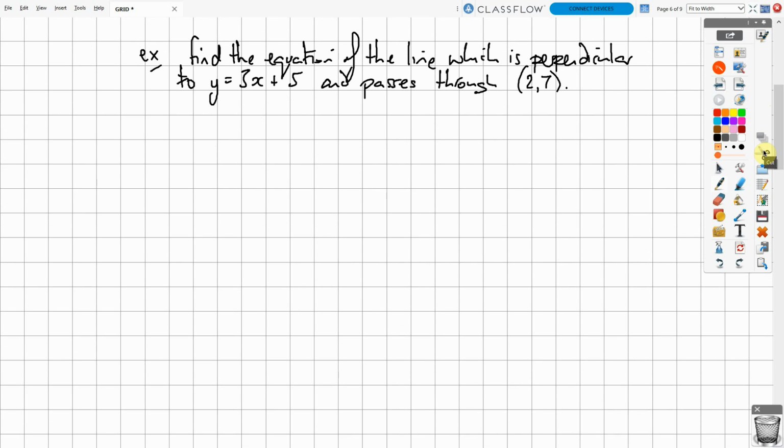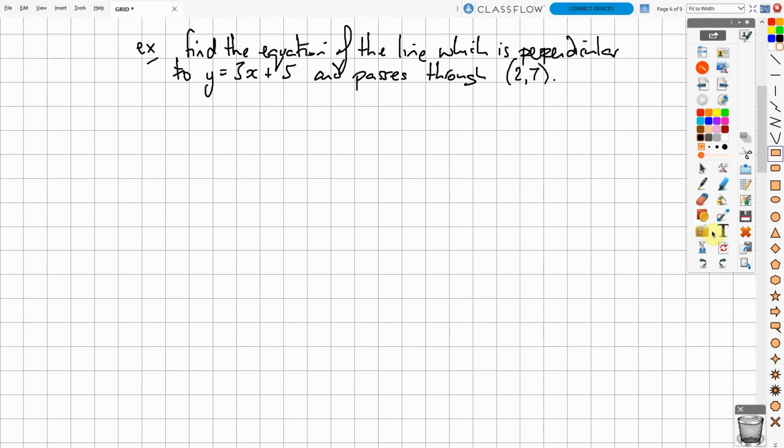Find the equation of the line which is perpendicular to y = 3x + 5 and passes through (2, 7). Now, the way to do this is not to draw a scale drawing and try and do it from that point of view. But it is worthwhile drawing a quick sketch of what's going on, just to get an idea. So y = 3x + 5, a fairly steep positive gradient going through +5 on the y-axis. That line might look a bit like that.